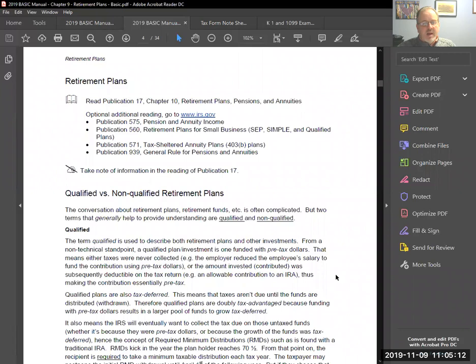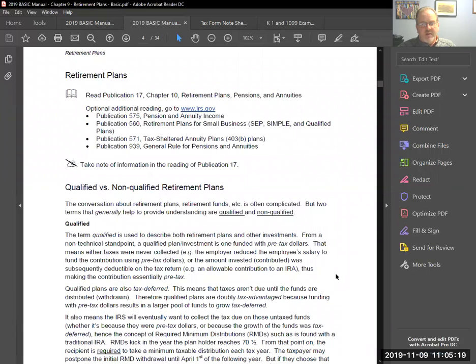The term qualified is used to describe both retirement plans and other investments. From a non-technical standpoint, a qualified plan investment is one funded with pre-tax dollars. So really that's what it is. When we have qualified plans, they are tax deferred. What that means is we're lowering our taxable income by an amount, so that they're qualified. It lowers our tax in the year that we're contributing, but in the year that we take the distribution, they will be taxed. Thus the term tax deferred.